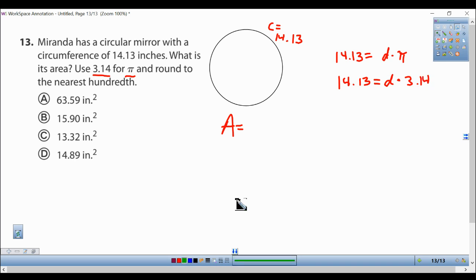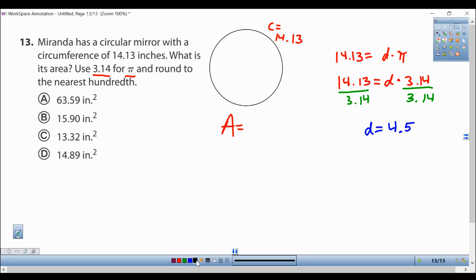In order for me to find out my diameter, to get diameter by itself, I have to get rid of this 3.14. Since I'm multiplying here, I want to get rid of this 3.14 by dividing. I divide both sides by 3.14, and I get that D is equal to 4.5.